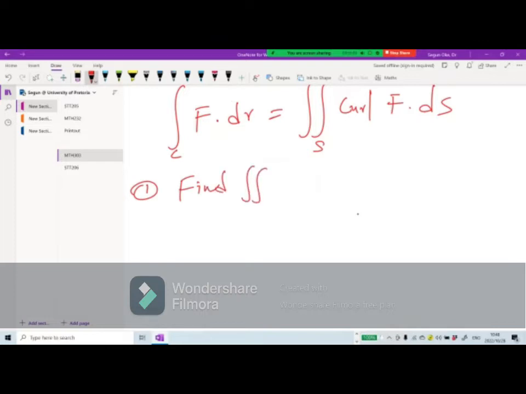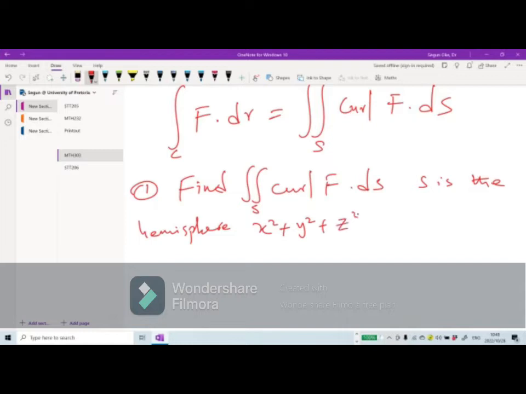Find the flux. S is the hemisphere x squared plus y squared plus z squared equals 9, and our z is greater or equal to 0, meaning upward orientation.